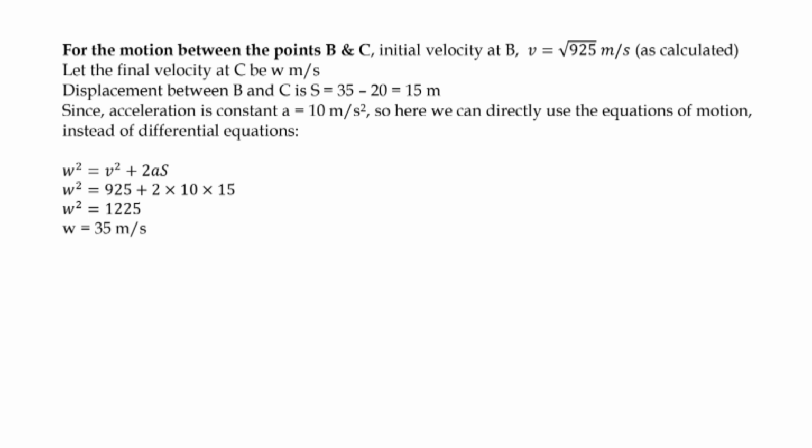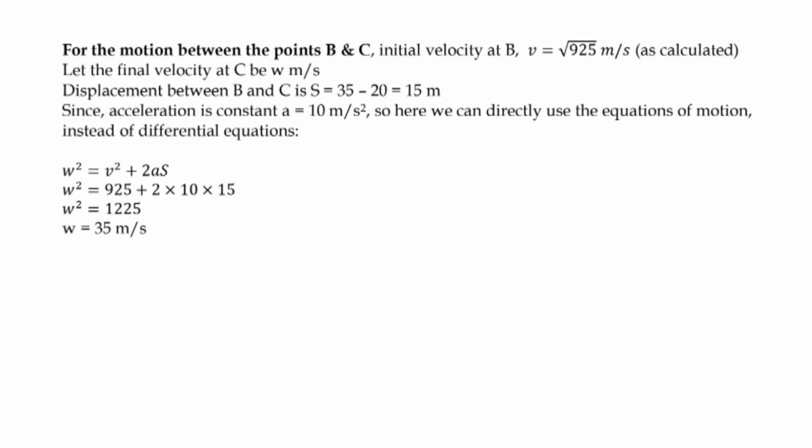So the initial velocity at the point B is root over 925 meter per second, and let the final velocity at the point C be w meter per second. The distance between the point B and C is 35 minus 20, which is 15 meter. And the acceleration during this period from B to C is constant.